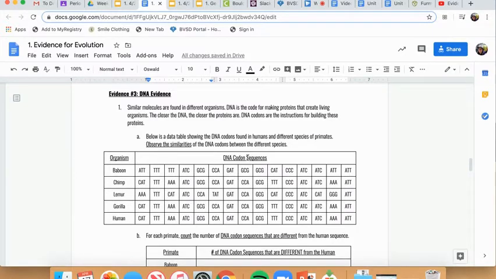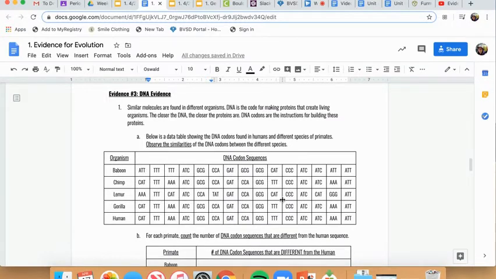And in this section, you're going to be looking and comparing the DNA codon sequences of different primates and humans, because evolution does suggest that humans evolved from primates.